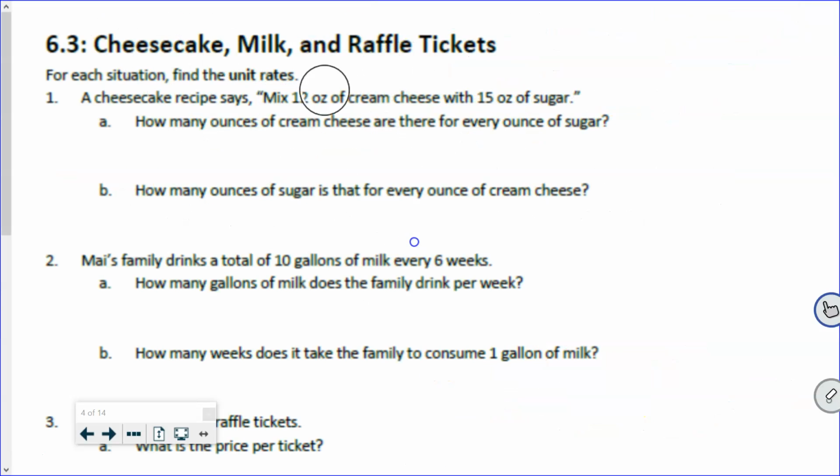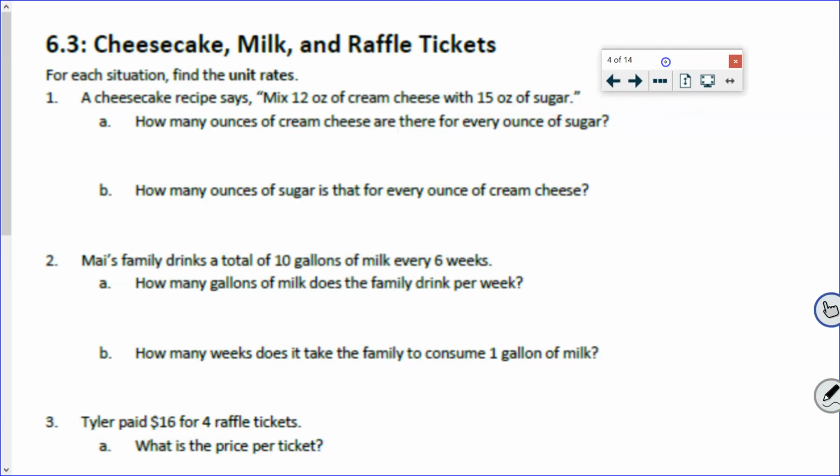Cheesecake, milk, and raffle tickets. Each one of these is its own problem, 1, 2, and 3. And question 4 kind of ties them all in together. It says, for each situation, find the unit rates. So what the heck is a unit rate? I mentioned it before, but what is this? A unit rate is when it is per 1.